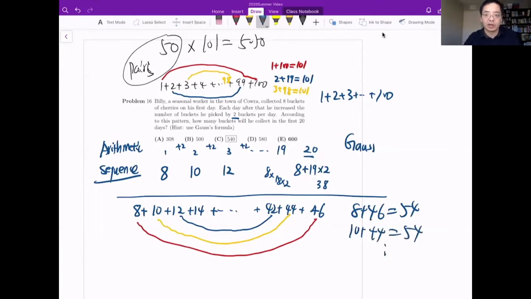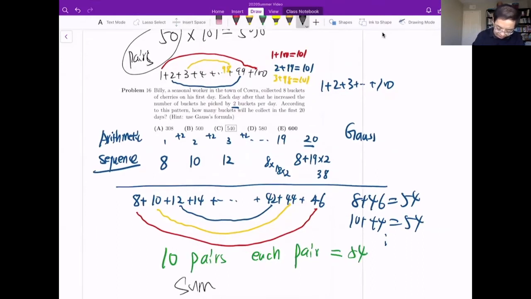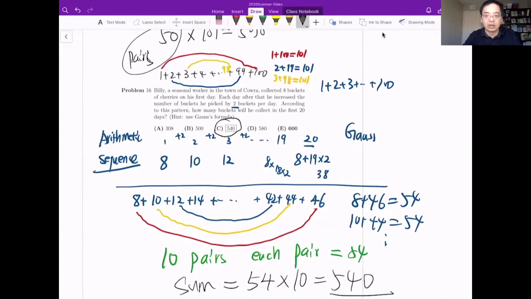Okay, so how many pairs? Because in total we have 20 terms, so we have 10 pairs, and each pair equals 54. So the sum equals 54 multiplied by the number of pairs, 10. So that's 540, right? So this is the so-called Gauss trick, as I said. This was first discovered by Gauss. It's a common trick to calculate the sum of an arithmetic sequence. Okay.